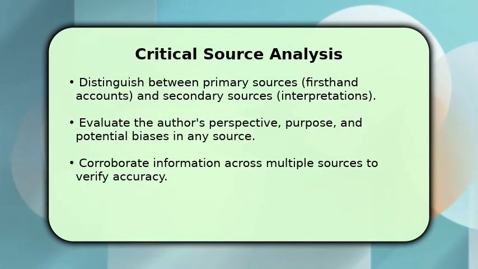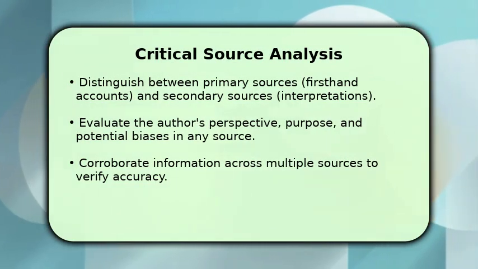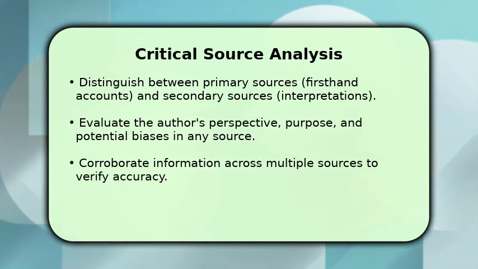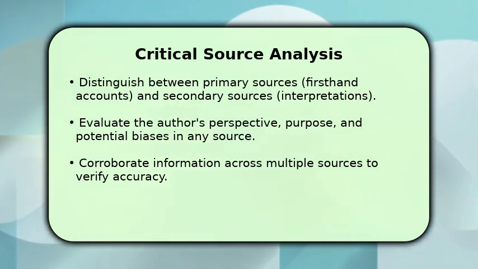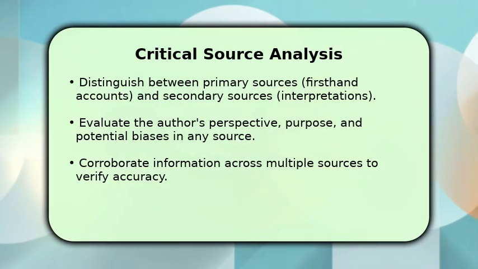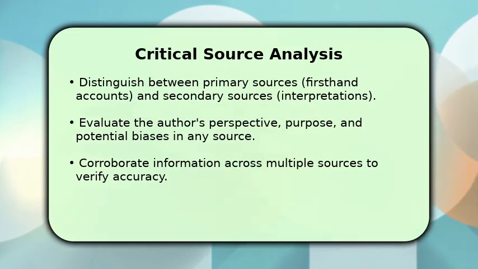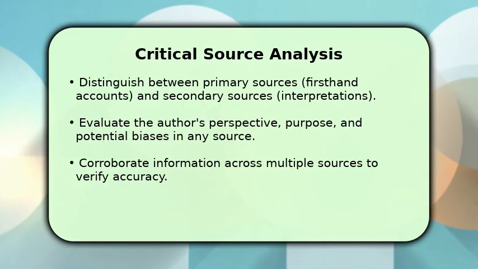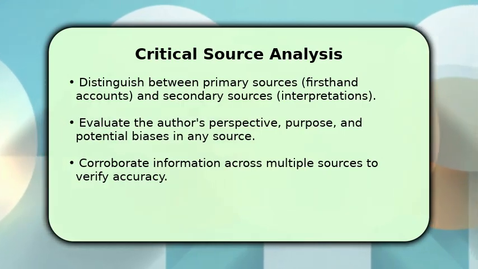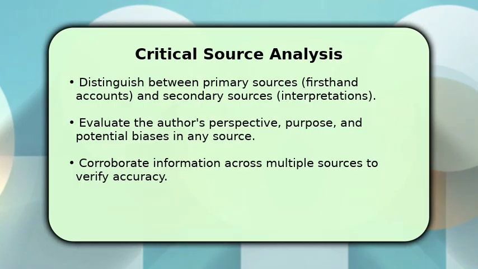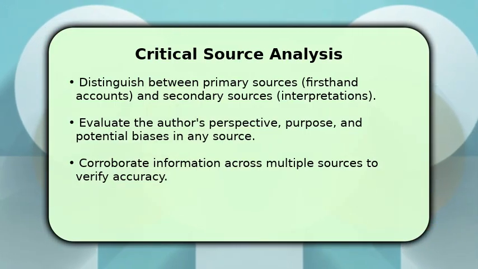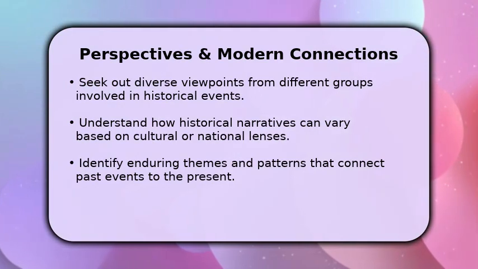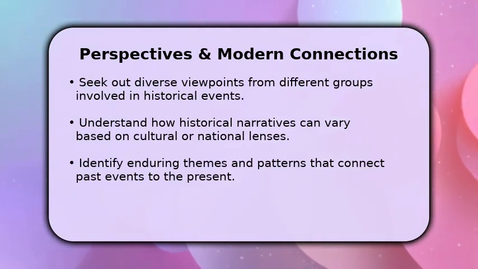Critical source analysis is your next crucial step. History is built on evidence, and not all evidence is created equal. You must learn to differentiate between primary sources, like letters or official documents, and secondary sources, which are interpretations by historians. Always question the author's perspective and potential biases. By comparing information from at least 2 or 3 different sources, you can build a more reliable and comprehensive picture of past events.